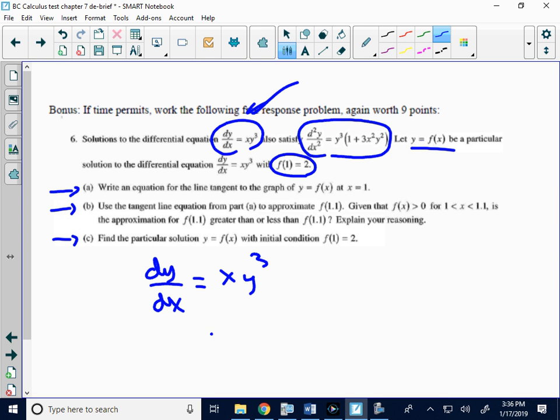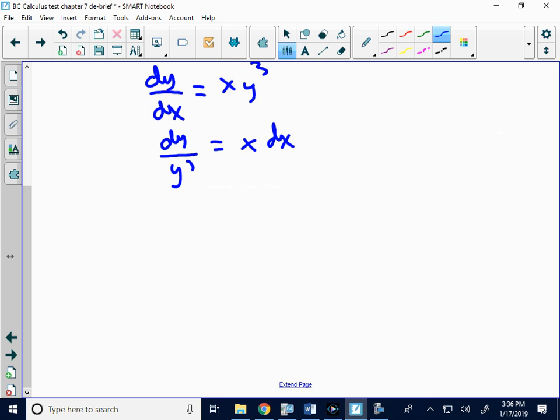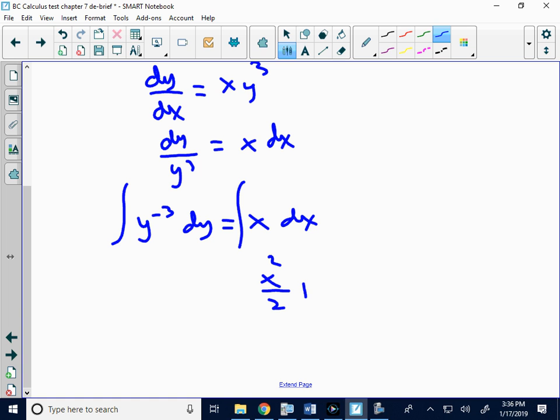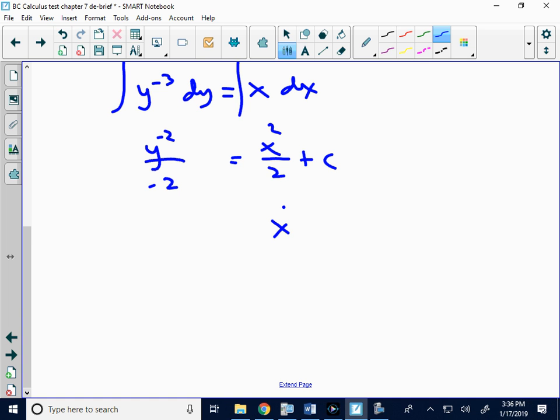So we get x dx and dy over y cubed. Let me do that as y to the negative 3 dy. X dx just makes it easier to integrate. So x squared over 2 plus a constant, y to the negative 2 over negative 2. Or if you want, x squared over 2 plus a constant, and this is negative 1/2, or negative 1 over 2y squared.